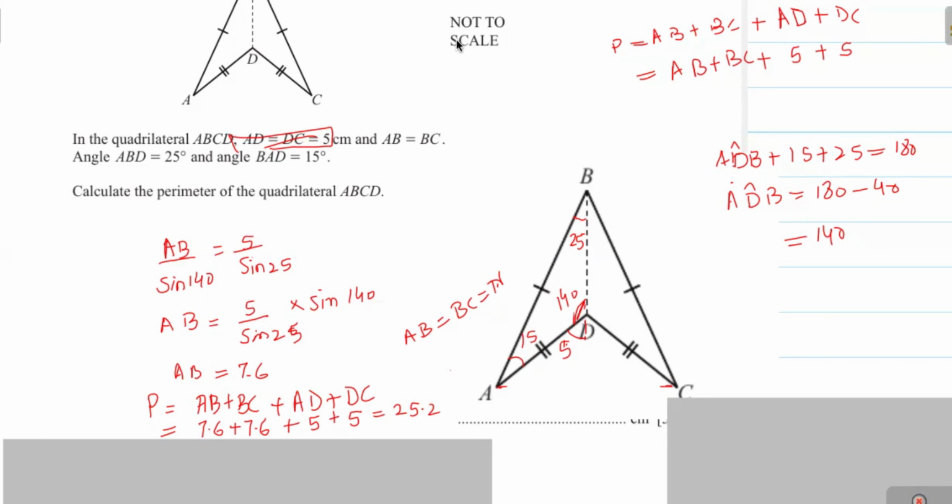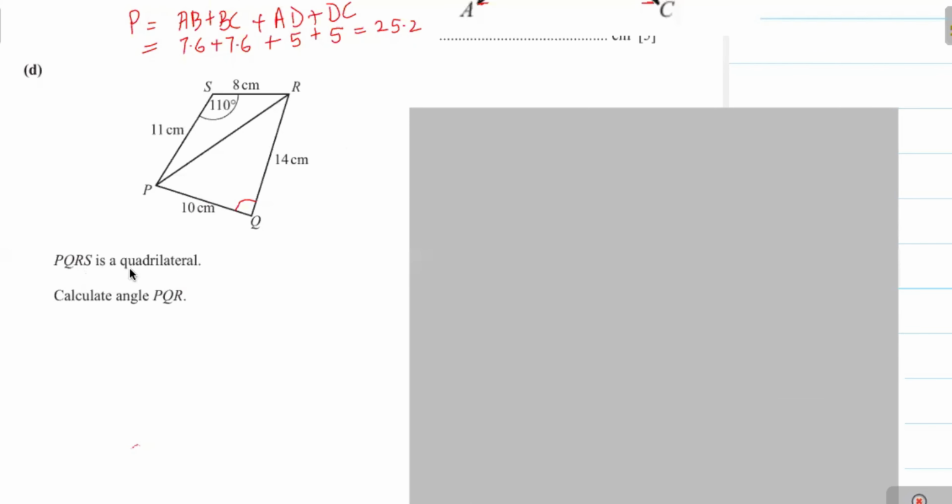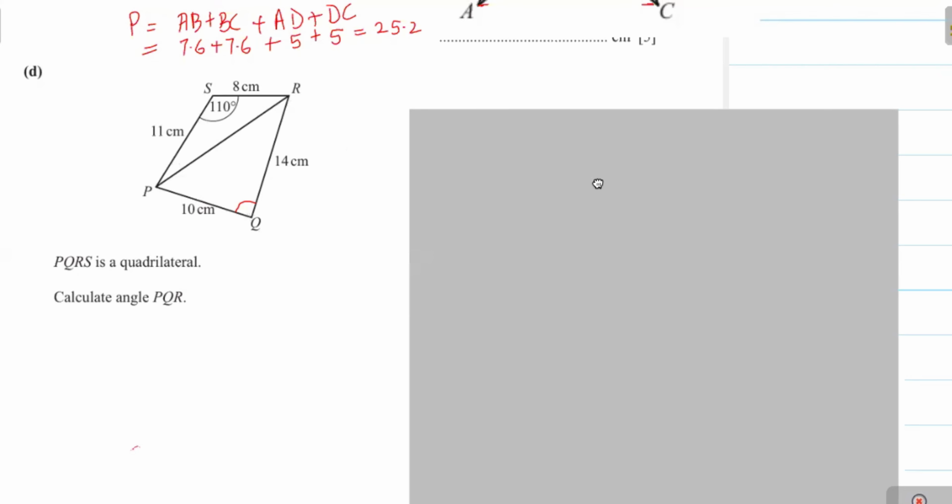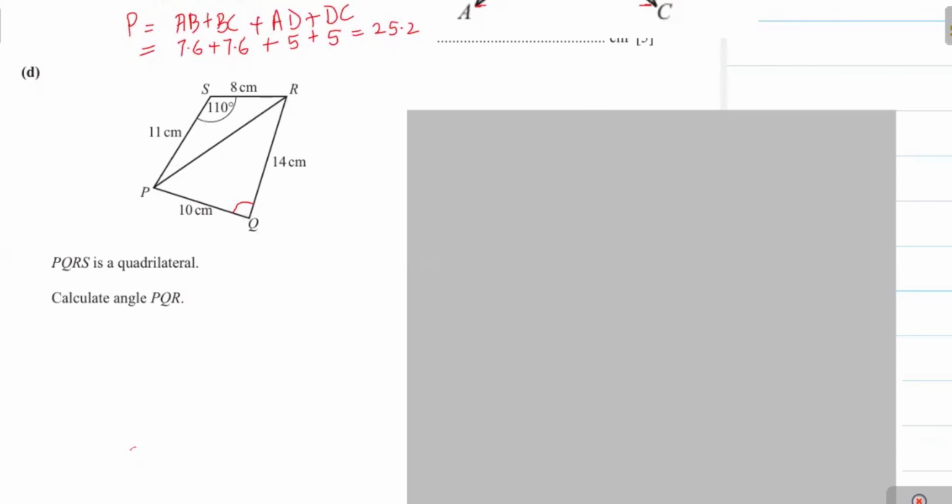This is the answer. Part D: PQRS is a quadrilateral. Calculate angle PQR. Look here, this is the angle PQR. Here the two sides are given, but the included angle we have to find. We can find this angle if we find this length PR. We can find this length PR by taking this triangle PSR.